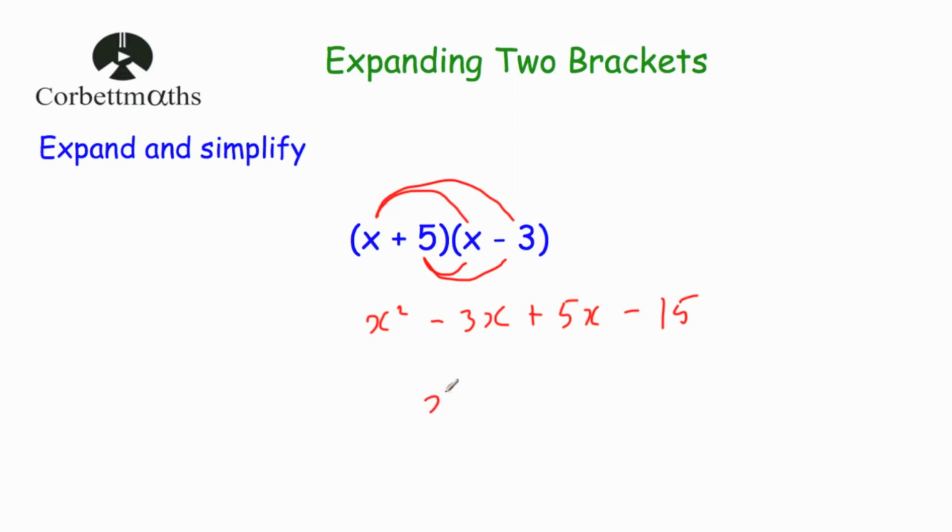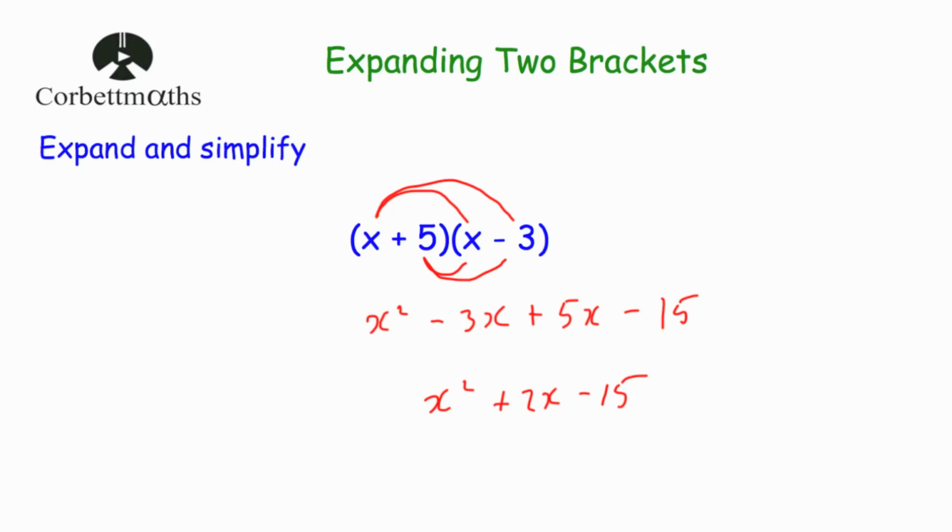So that means we would have x squared plus 2x minus 15. And that's it. So if we were asked to expand x plus 5 brackets x minus 3, our answer would be x squared plus 2x minus 15. And we've done that by just multiplying both of these terms by x, then multiplying both of these terms by 5, and then collecting any like terms. And that gives us our x plus 5 lots of x minus 3.